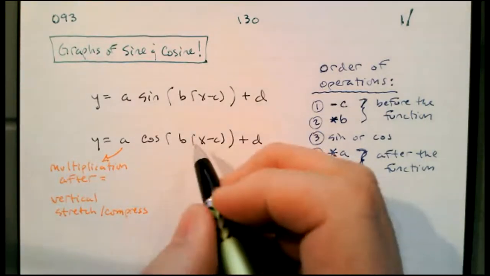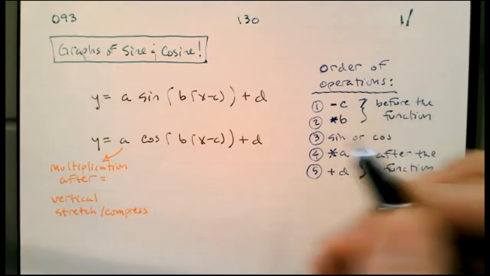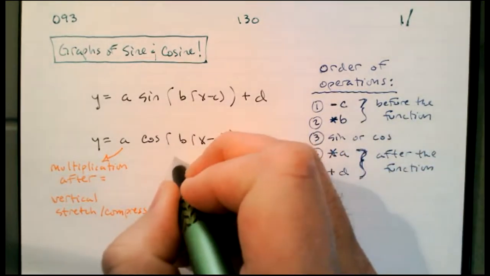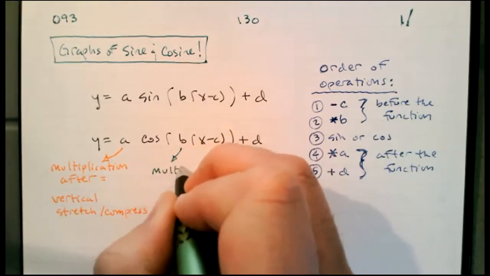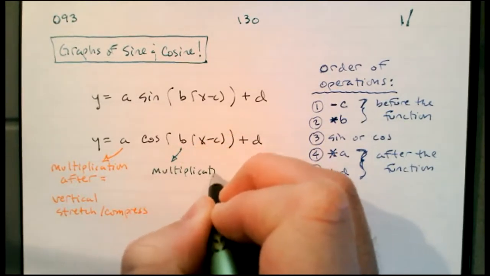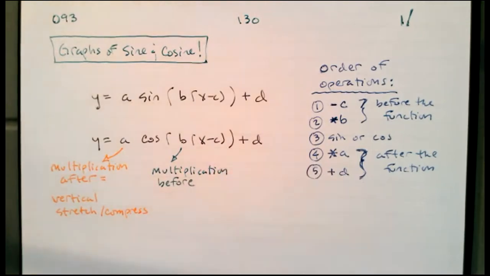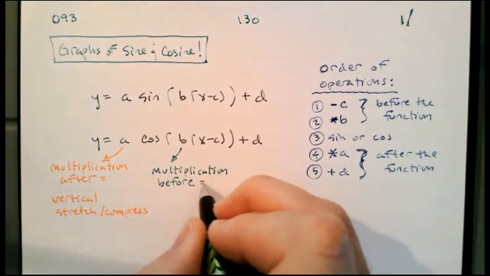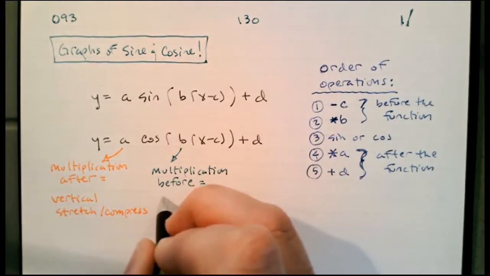When we look at b, b is multiplication and it happens before the function. So b is multiplication before the cosine. And so that's going to, multiplication is going to be a stretch or compression. Before is going to be horizontal.